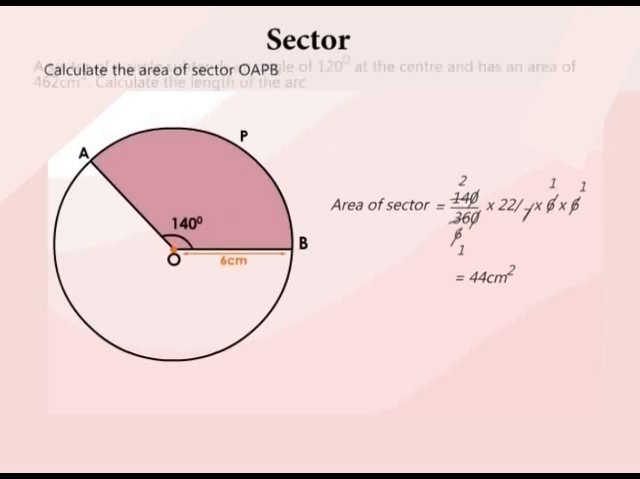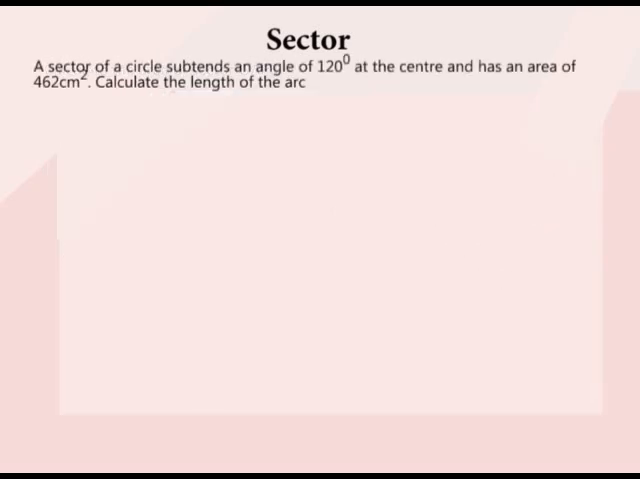In another example, a sector of a circle subtends an angle of 120 degrees at the center and has an area of 462 square centimeters. Calculate the length of the arc. In the solution, we know that arc length is equal to theta over 360 times 2 pi r. So to be able to calculate this, we need to find the radius first.